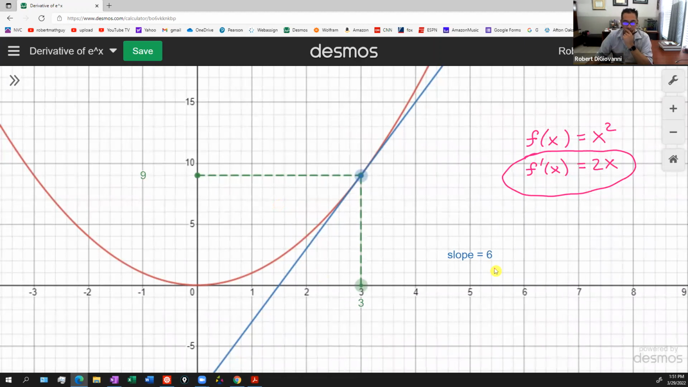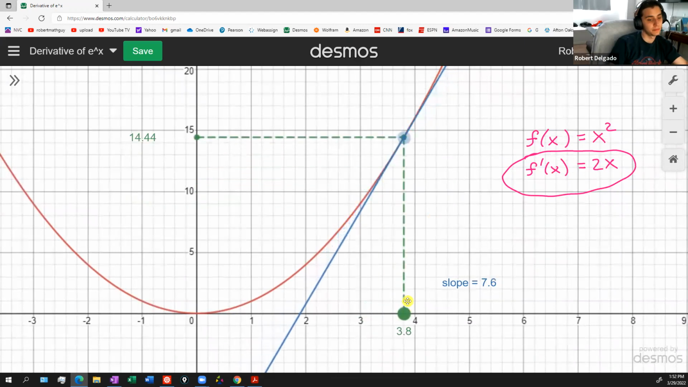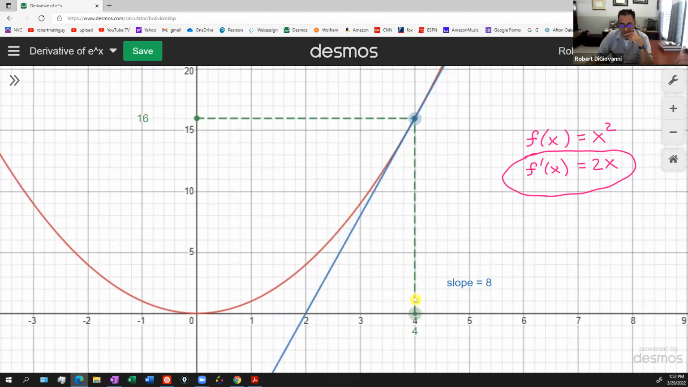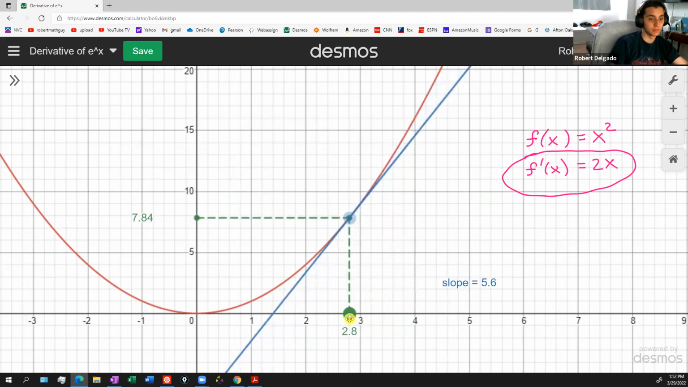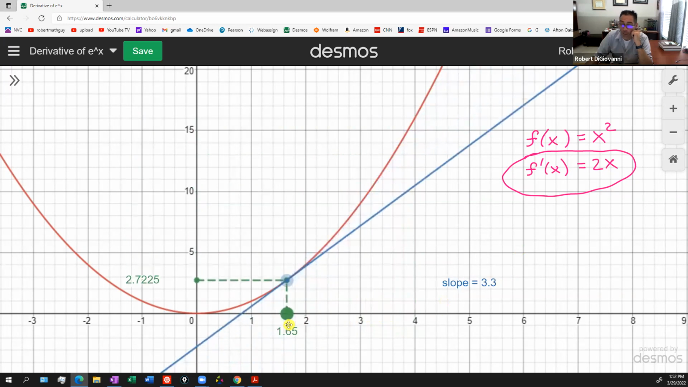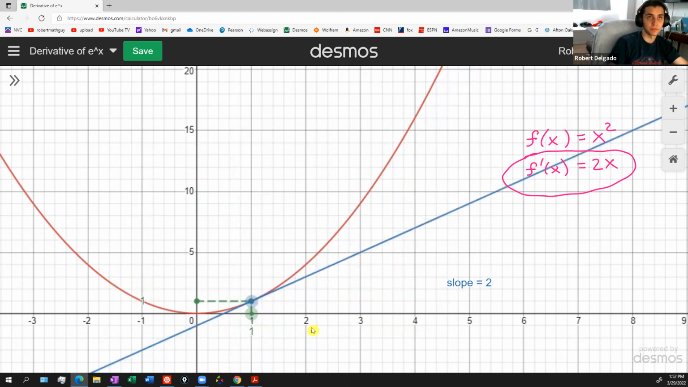What would the value of the function be at 4? 16, okay. And the slope of the tangent line? 8. Agreed? What would the value of this function be at 1? 1. What's the slope of the tangent line there? 2. Yes? Okay.